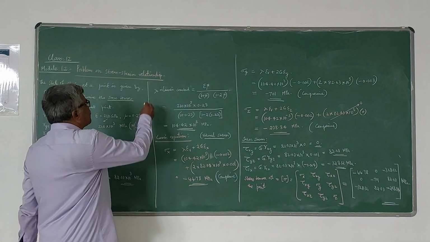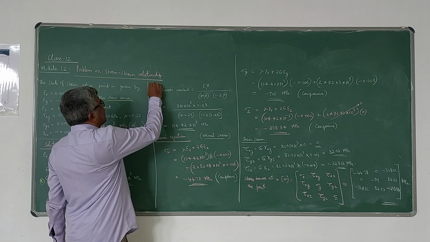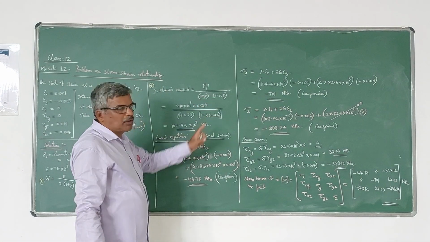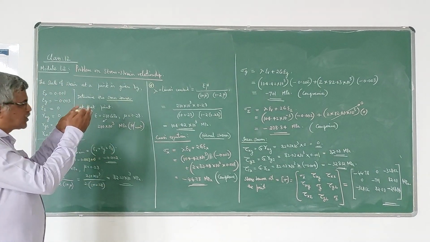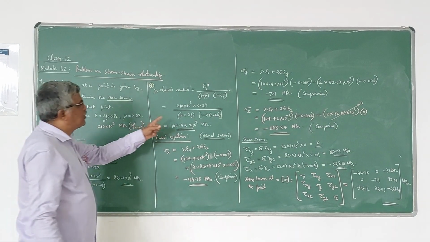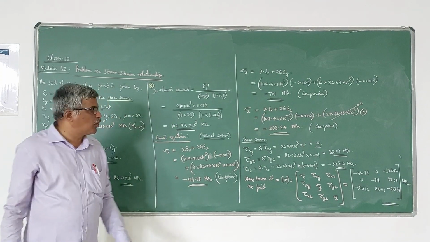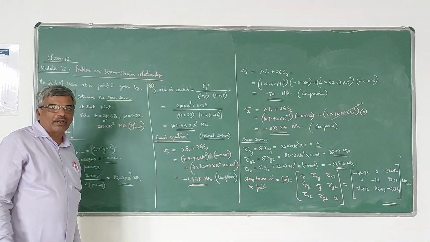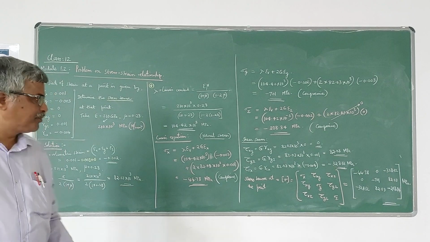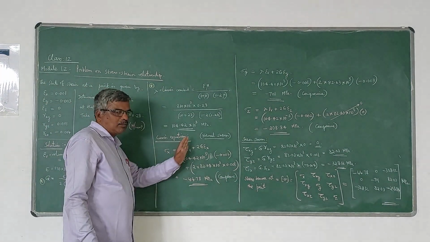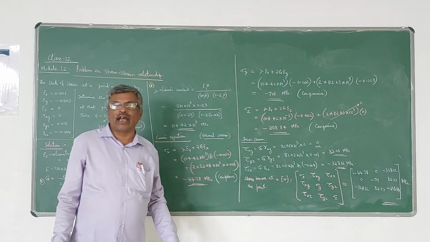And Lamé's constant also you should remember the expression. Lambda is equal to E into mu divided by 1 plus mu into 1 minus 2 mu. Once again you substitute the values of E and mu, then simplify, you will get lambda as 104.42 into 10 power 3 MPa.